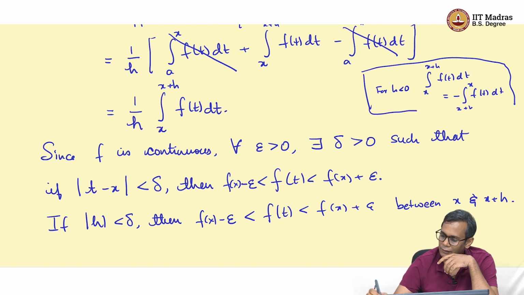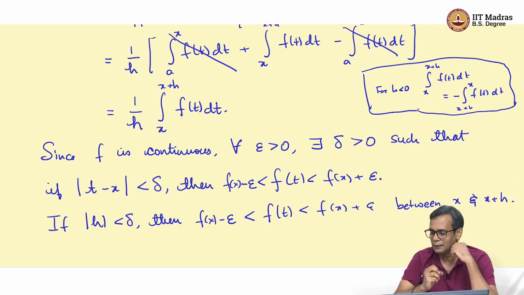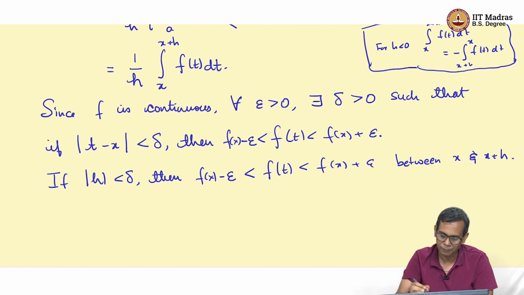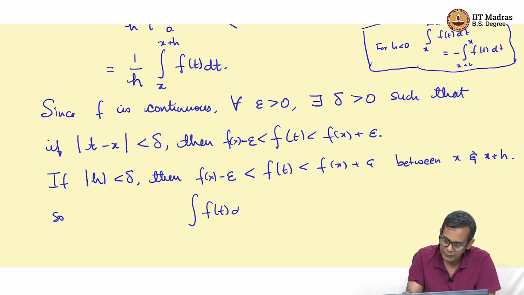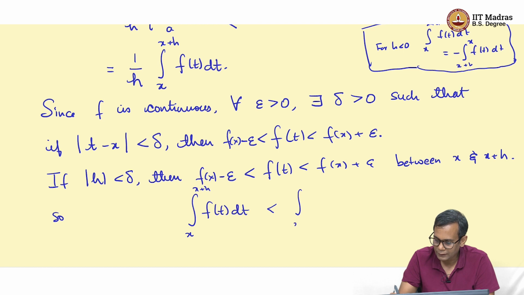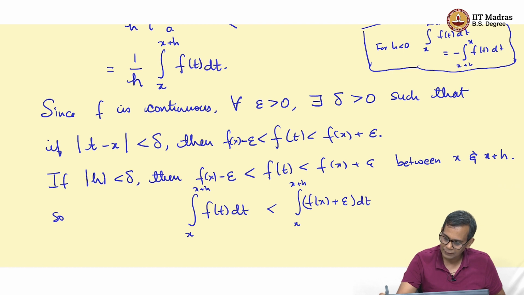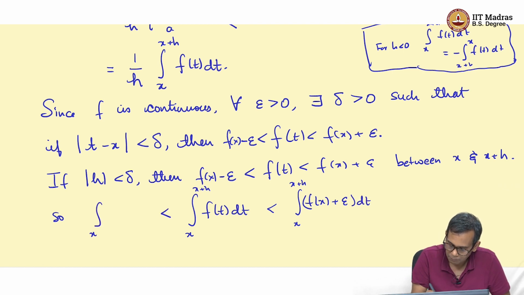Okay, but in any case, if the absolute value of h is less than delta, then between x and x plus h, f of t is going to lie between f of x plus epsilon and f of x minus epsilon. And so, what we have is that the integral of f of t dt between x and x plus h is going to in turn lie between the integral from x to x plus h of f of x plus epsilon dt and f of x minus epsilon dt.